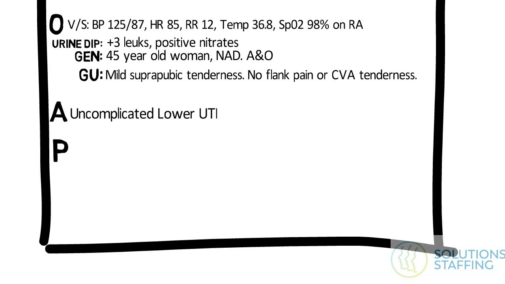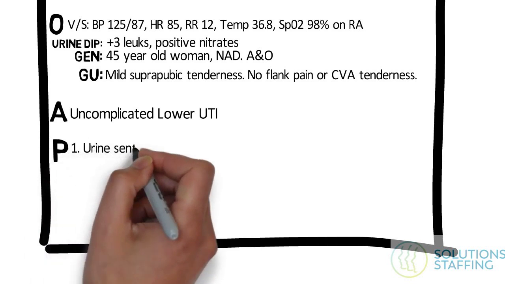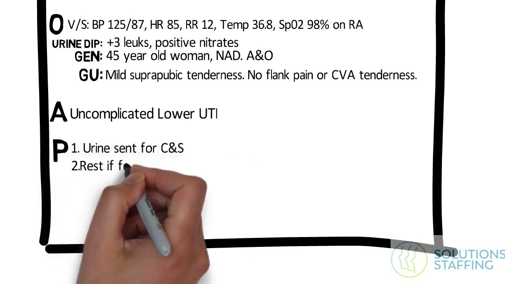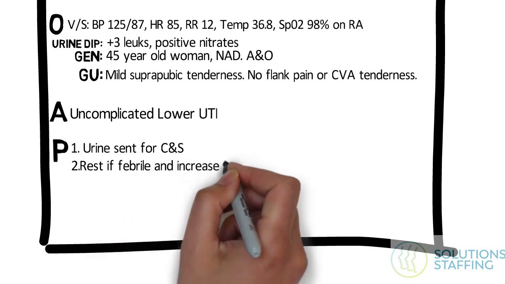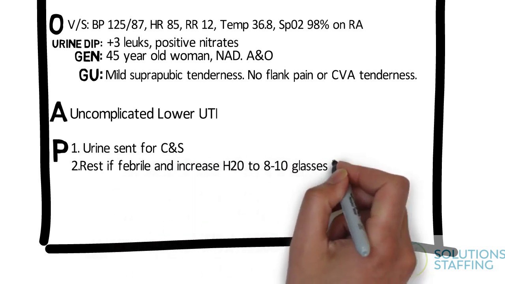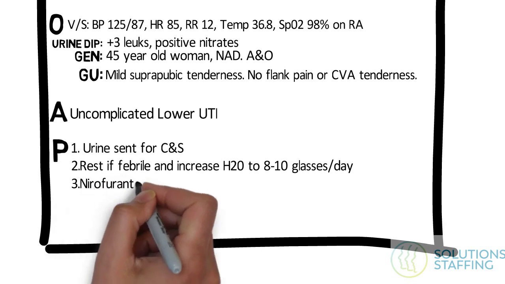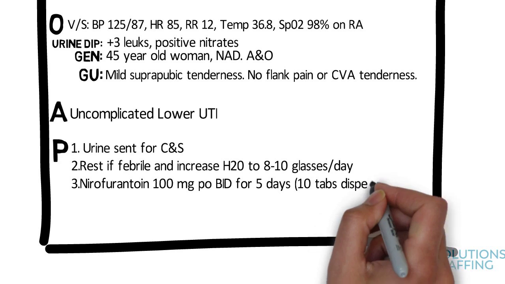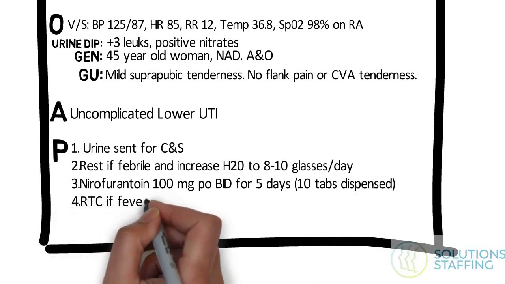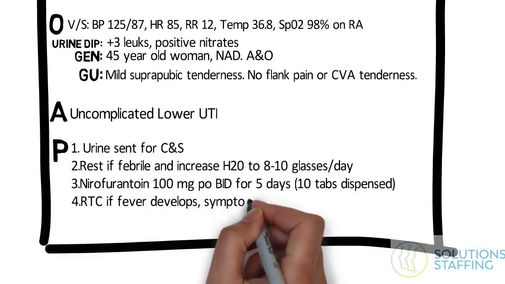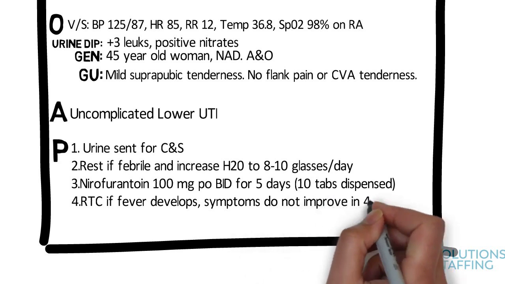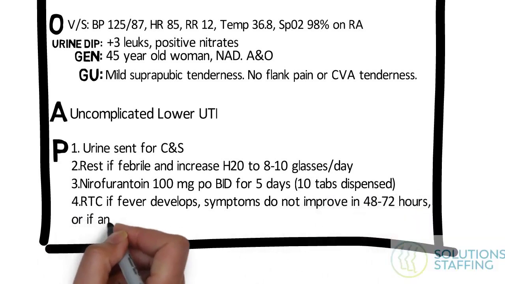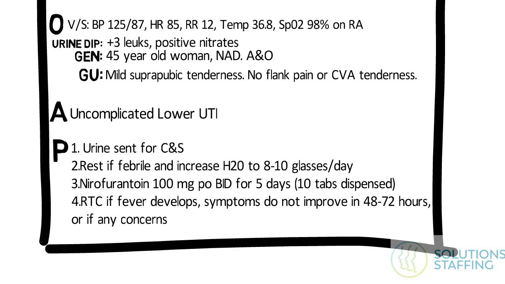As per the decision support tools, you are going to send out a urine specimen for analysis. You advise her to rest if febrile and increase her water intake. If you are remote certified, you are going to independently dispense Macrobid. If you are not remote certified, you would be consulting for this medication. Make sure to write down the medication exactly as it appears in the DST or as ordered by the physician or nurse practitioner, and include the number of pills you actually dispensed.